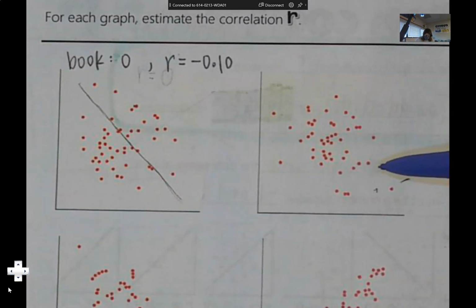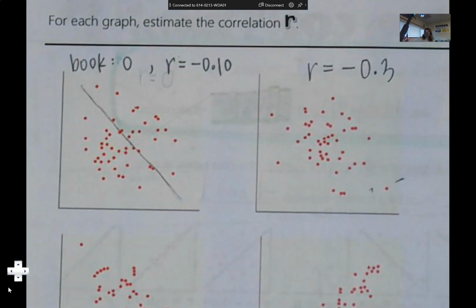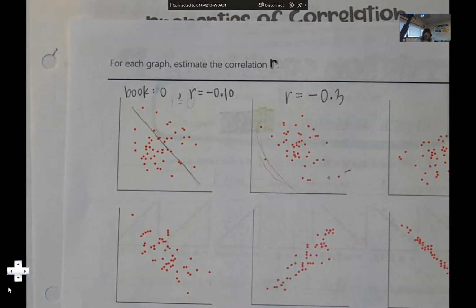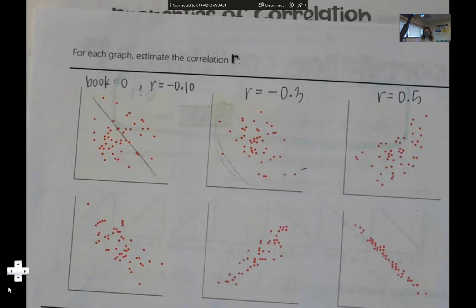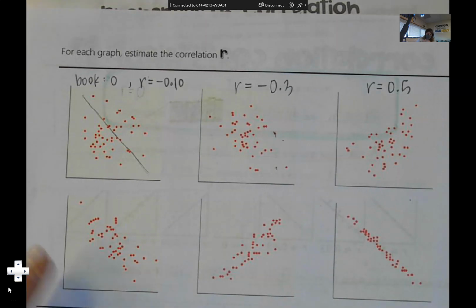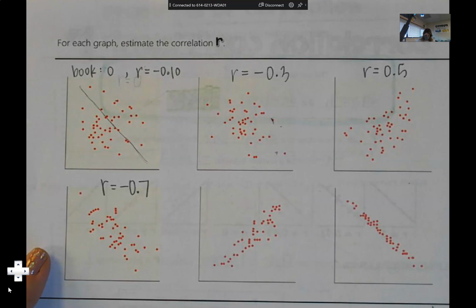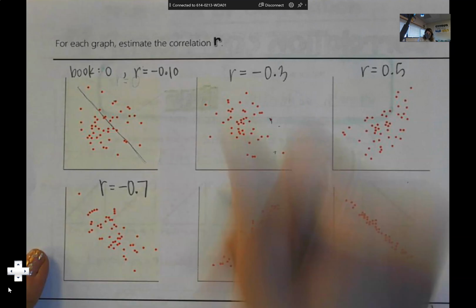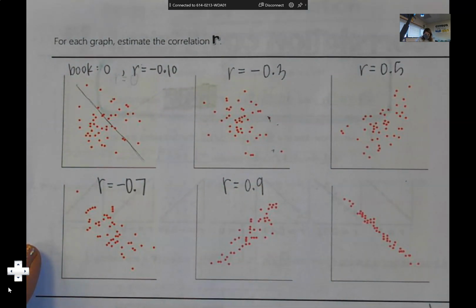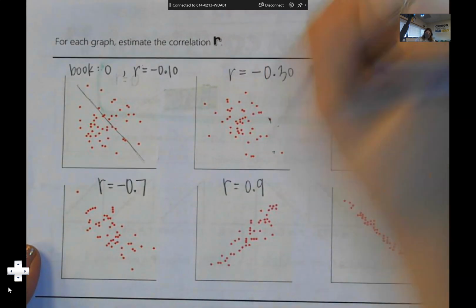Okay, next one they have labeled as R is negative 0.3. Probably because of these guys here ruining it. Top right, they have at 0.5. Bottom left, they have R is negative 0.7. Bottom middle, R is 0.9. The last one they have as negative 0.99. I think I want to write all of mine like money. That makes me feel better about it.